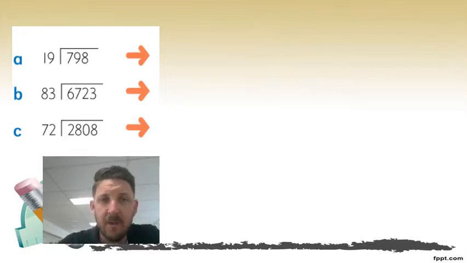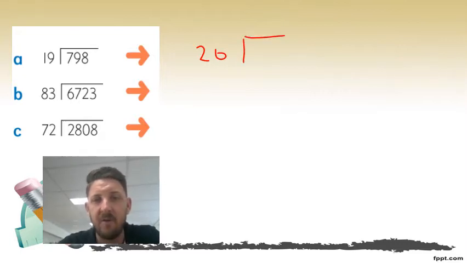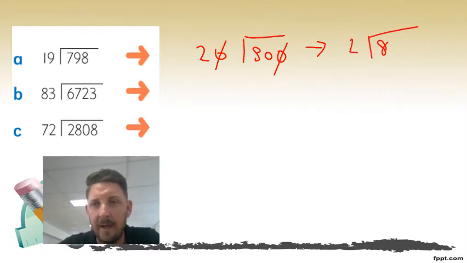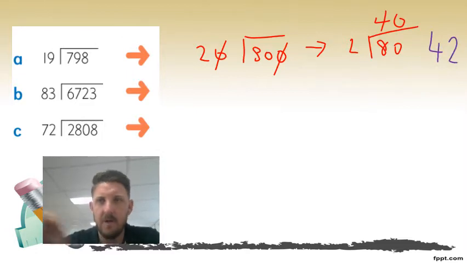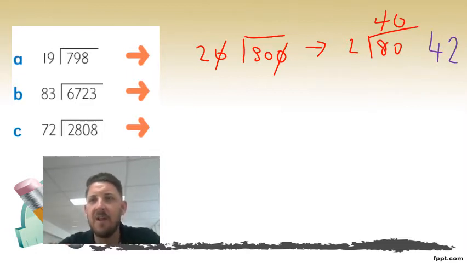In the first one, I'm going to change 19 to 20. I'm going to change 798 to 800. Once again, I'm going to cross a 0, and I'm going to go 2 into 80. 2 into 8 goes 4, 2 into 0 goes 0, so my estimate is 40. Now if I was to work that out in my calculator, the answer is 42. Now you will see, was my estimation close? Yes, it was.